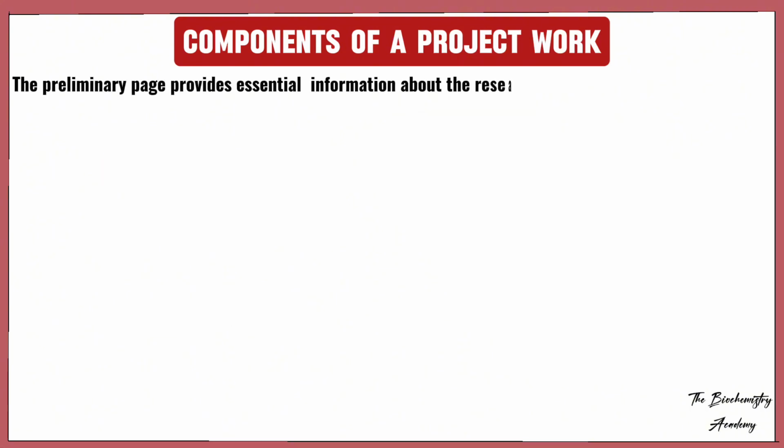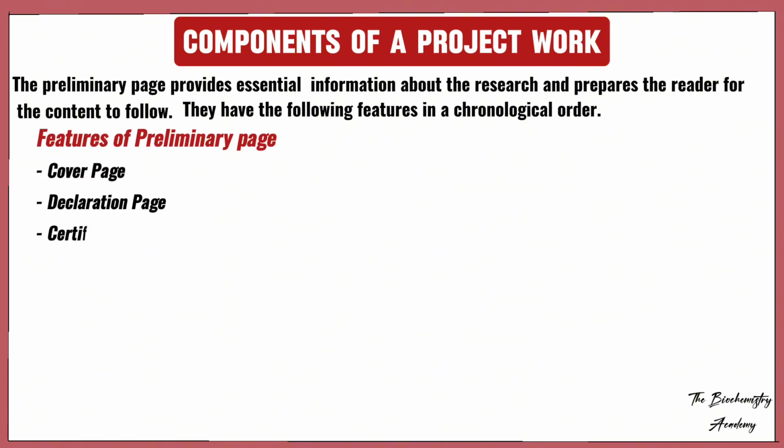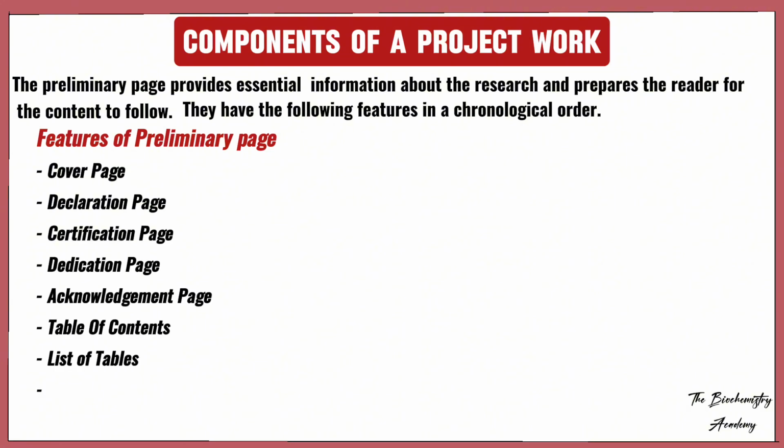Now, these preliminary pages provide essential information about the research and they prepare the reader for the content to follow. Now, the preliminary pages have the following features in this chronological order, which are: 1. The cover page, then the declaration page, then the certification page, then dedication, then acknowledgement, then table of contents, then the list of tables, then the list of figures, and the abstract.